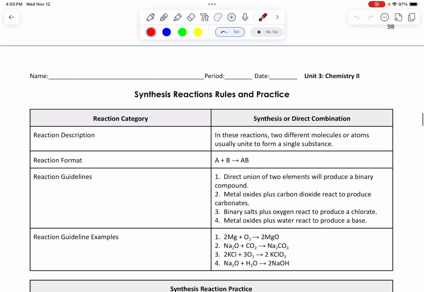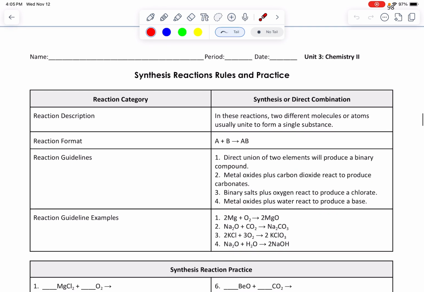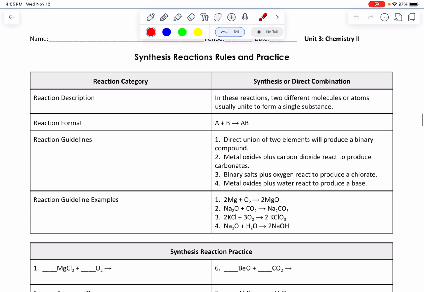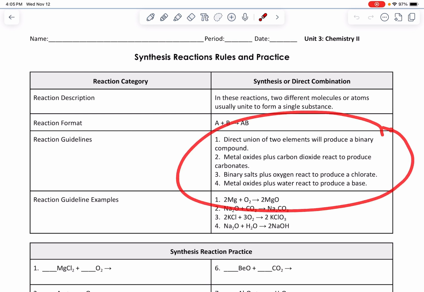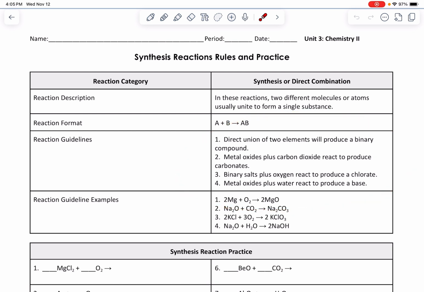Hi everyone. Today we are going to learn how to predict the products of both synthesis and decomposition reactions. There is a set of rules that we will use to help us learn how to predict the products of both of these reaction types. There are actually 5 rules for predicting these, but the 5th rule is a little bit complicated for our level, and so we will just work with 4 rules.